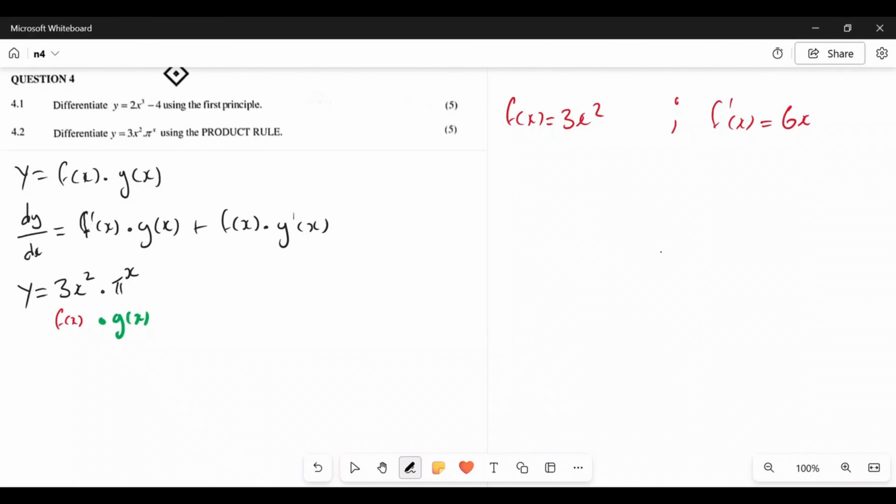Now let's do the other one, which is g of x. So g of x, we said, is equal to pi to the power of x. So when you derive g of x, before you derive it, this is an exponential derivative because x is the exponent there. G of x prime is going to be the following: pi to the power of x multiplied by ln pi. Right. So this is a derivative of the exponential function.